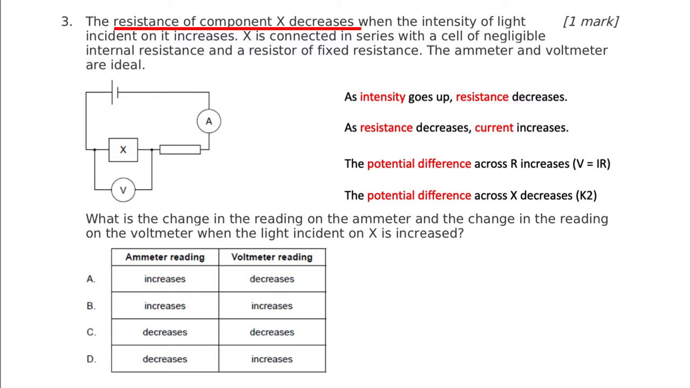Okay, and I've written K2 there. That is Kirchhoff's second law. In other words, the ammeter reading increases and the voltmeter reading is going to decrease. I think it's a really good idea sometimes to use equations and sometimes just use simple words to work through these situations, and this is definitely one of those.